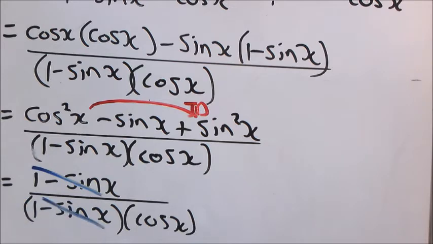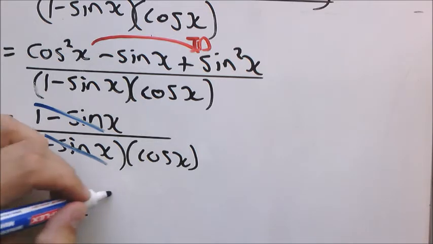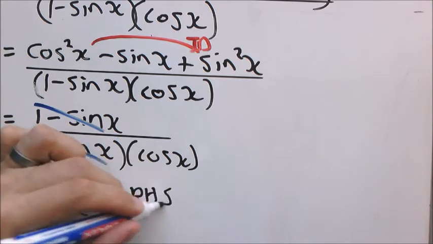We can cancel those two out, and it will be equal to 1 divided by cos x. That's equal to our right hand side.